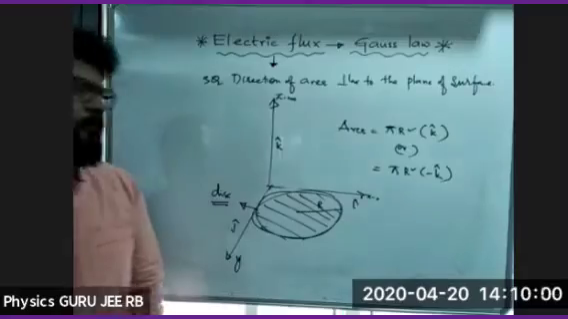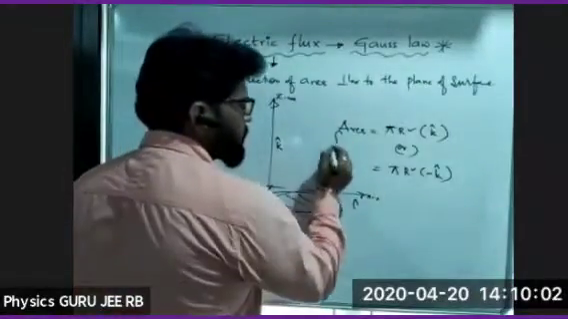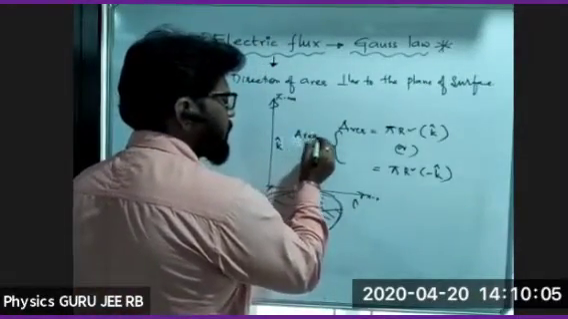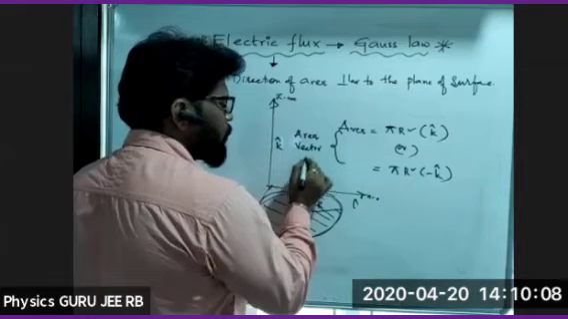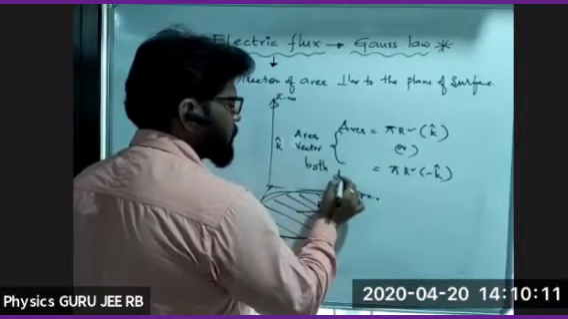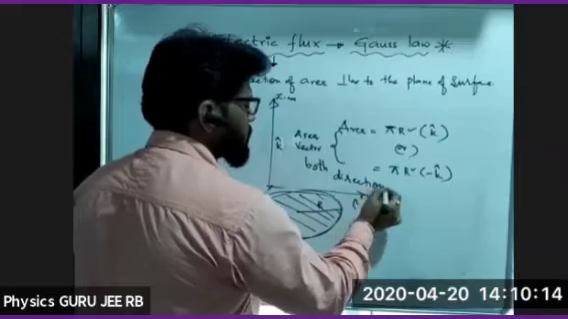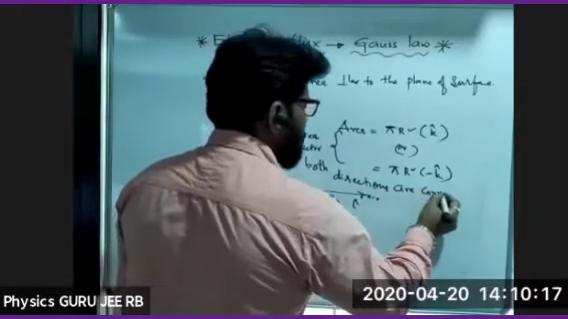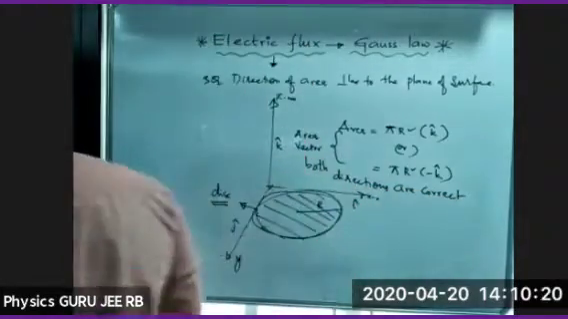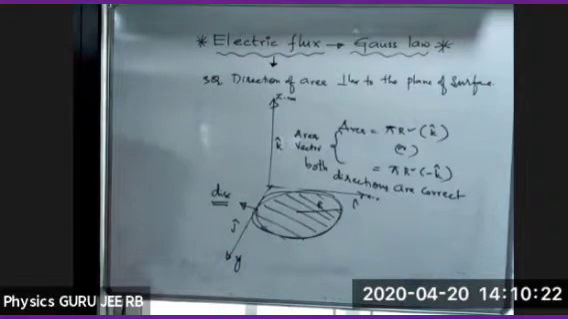So the area vector, if I take it, both the directions are correct. Simply you can take a screenshot. And these are what? 2D surfaces.